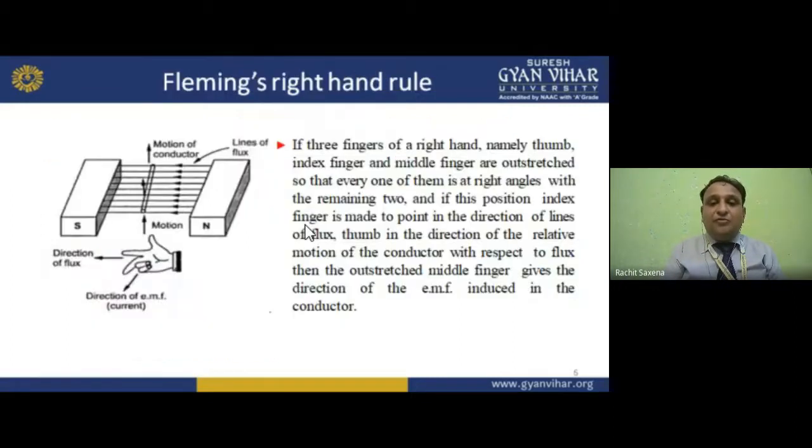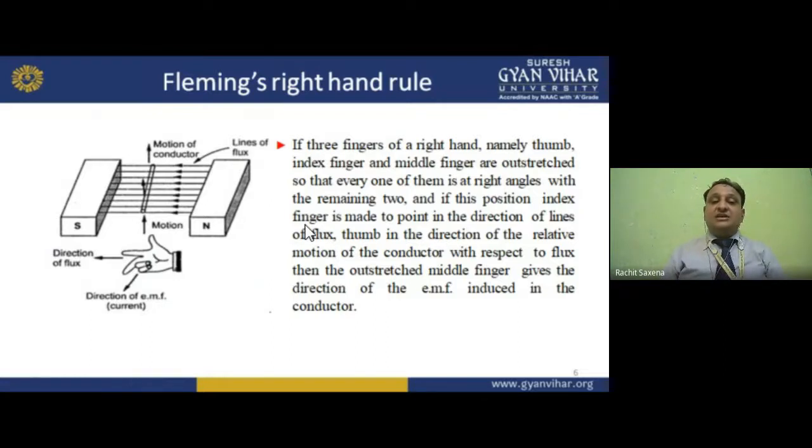Okay, now moving forward, Fleming's right-hand rule. What it says basically, it looks like this. Now see, the thumb shows you the rotation of the conductor, which means we can say force. Through this force it is rotating in a magnetic field, and EMF is induced. That is, motion of the conductor, force applied in a magnetic field.